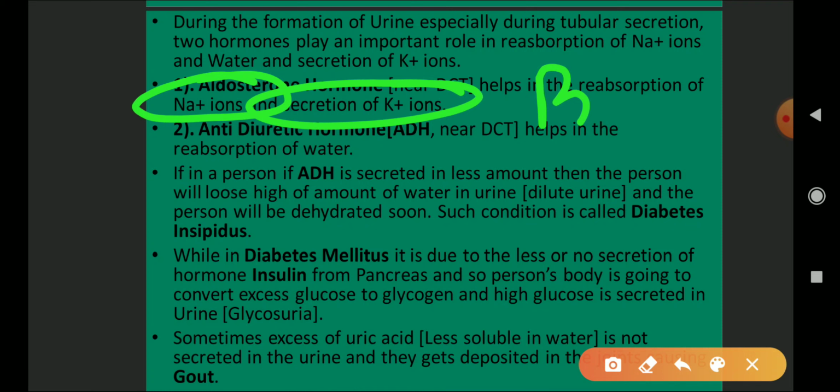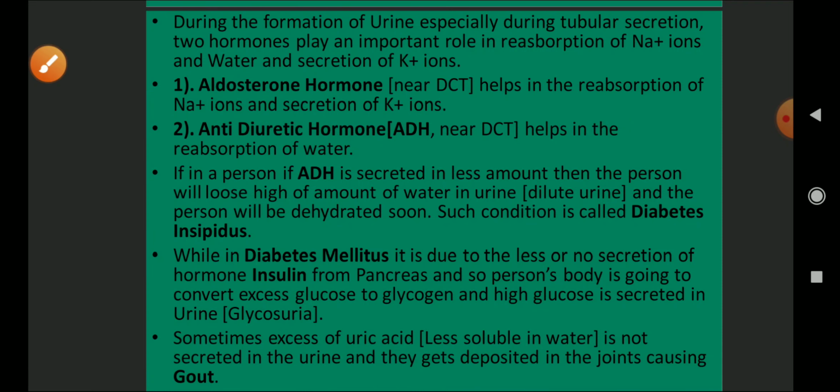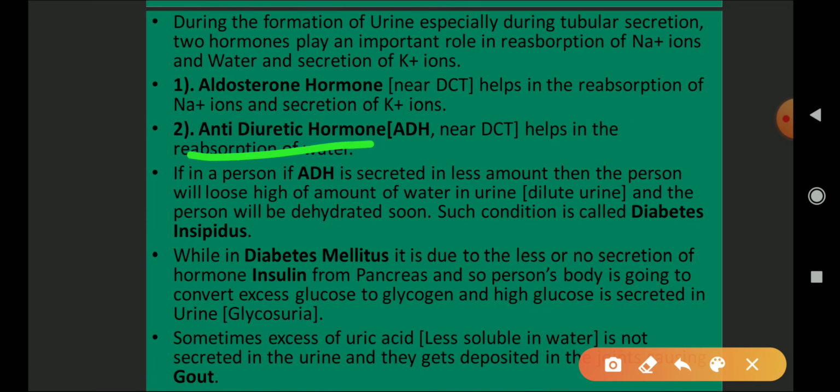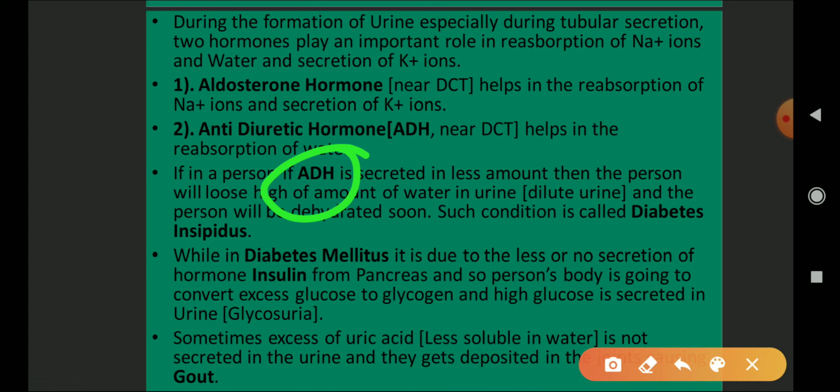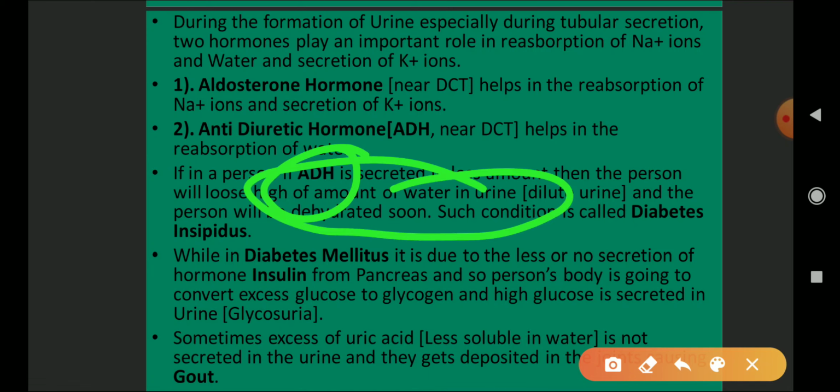It helps to maintain what? Blood pressure. Another hormone is antidiuretic hormone, which helps in the reabsorption of water. That means if a high amount of water is lost from the body, then the body will become dehydrated soon. So ADH will help in the reabsorption of water during urine formation. So that is why the ADH has its own importance. If in a person ADH is secreted in very less amount, then a high amount of water is lost in the urine, and he will be dehydrated soon.